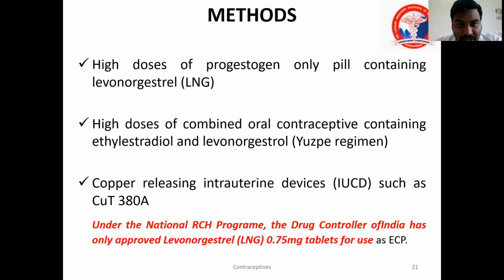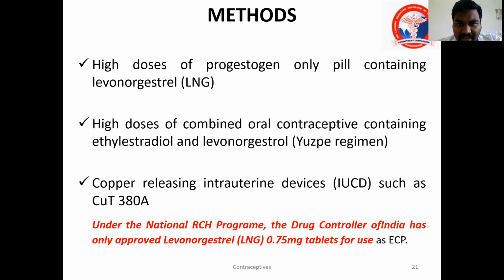Second method, even OCP can be taken, but in high dose: 4 tablets should be taken within 72 hours, and it should be repeated after 12 hours of the first dose. 4 tablets should be taken after 12 hours. The ethinyl estradiol dose should be 120 microgram, 4 times the dose. This is called the Yuzpe regimen.